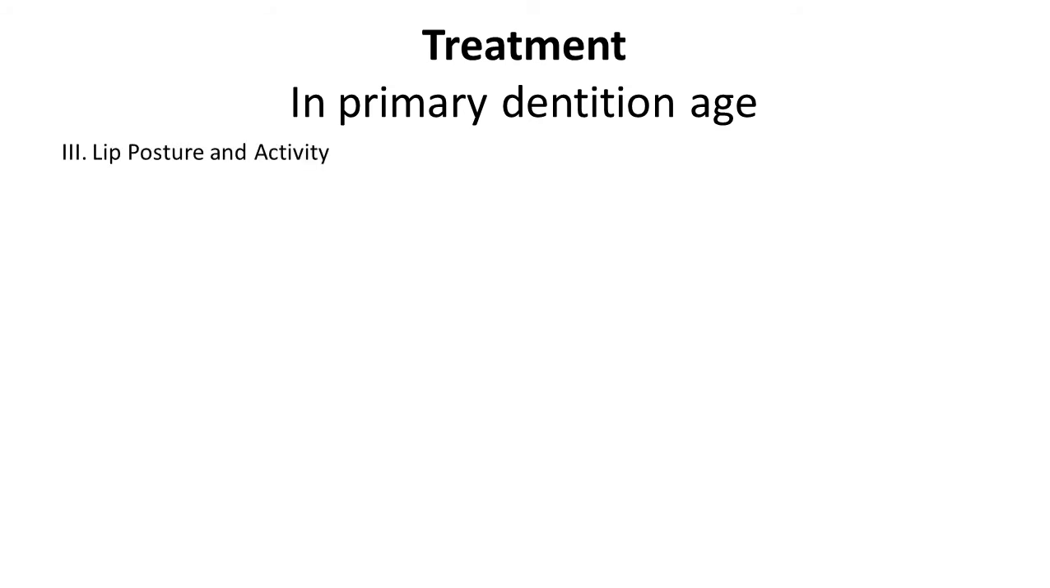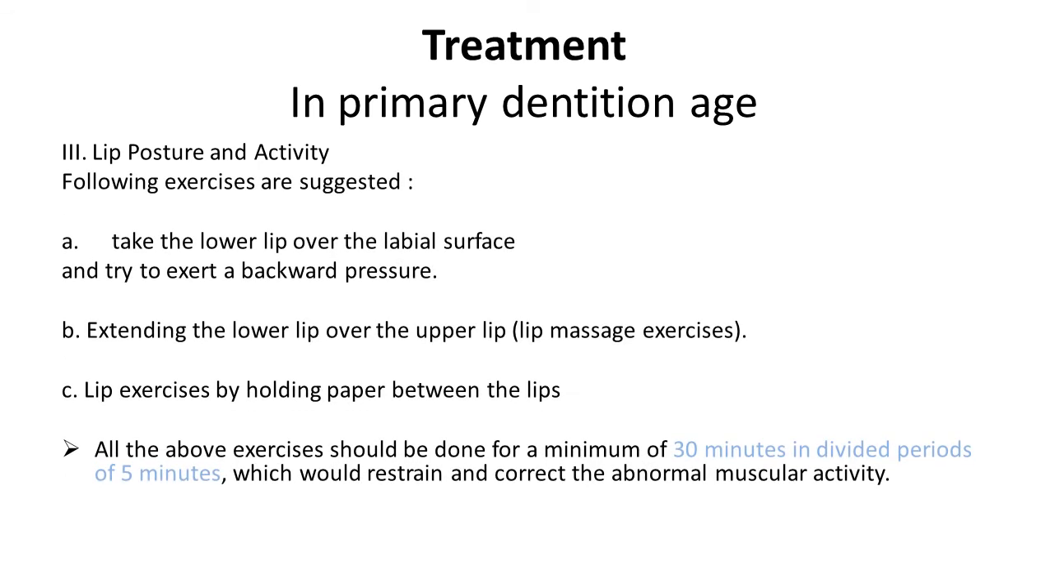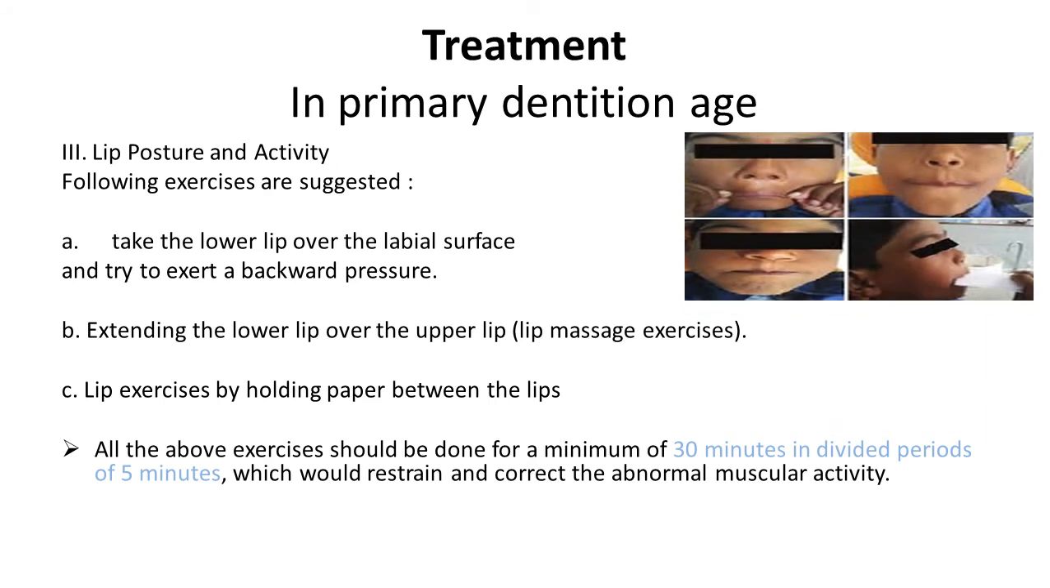If the habit is lower lip biting, there are many exercises suggested. First of all, take the lower lip over the labial surface and try to exert backward pressure. Second, extending the lower lip over the upper lip, a massage exercise. Third, lip exercises, maybe holding a paper between the lips. All of the above exercises should be done for a minimum of 30 minutes in divided periods. Each period is 5 minutes, which would restrain and correct the abnormal muscular activity.